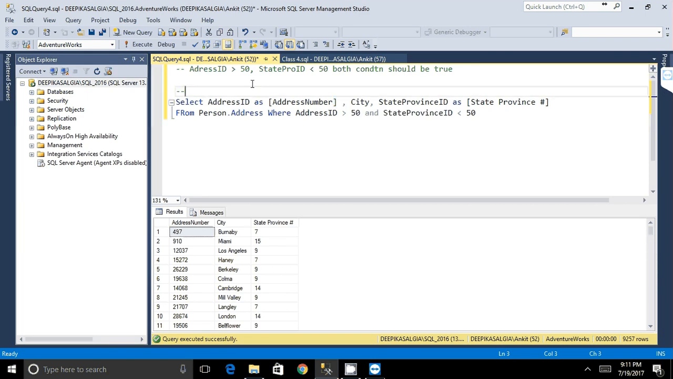So the good practice is to always use square brackets for aliasing. When you alias a column, you always use square brackets, no matter if you have a space or not, so you don't need to worry about when to put them and when not to. All right, so this is called aliasing the column name.